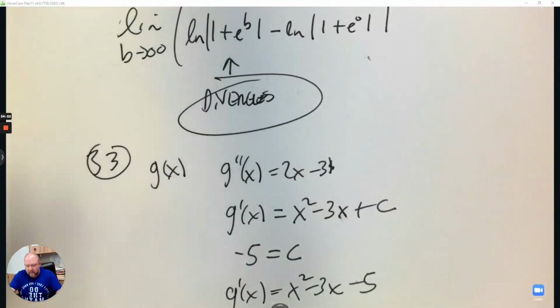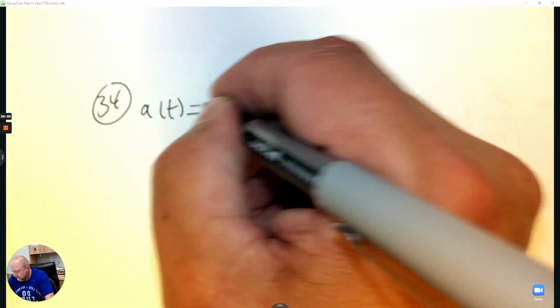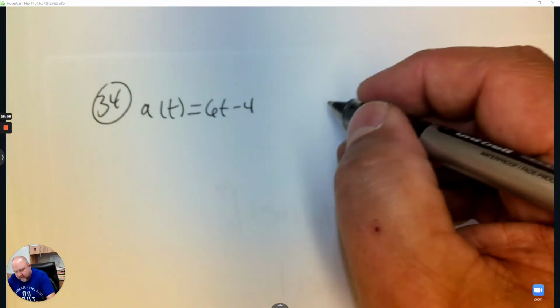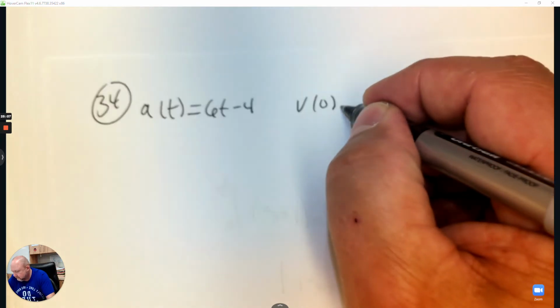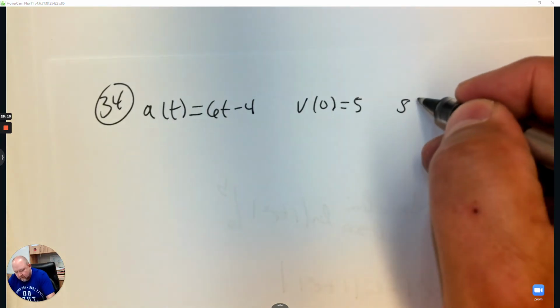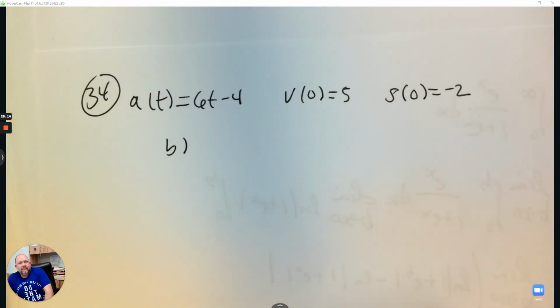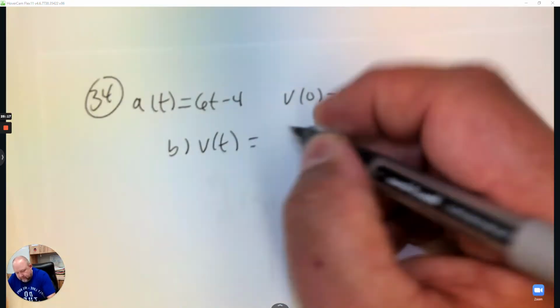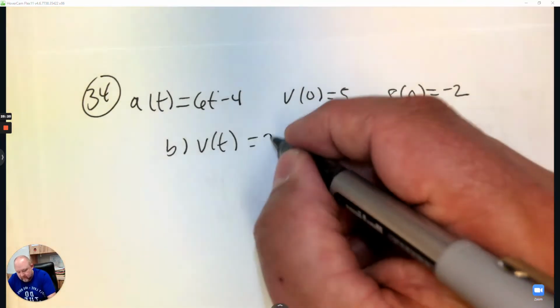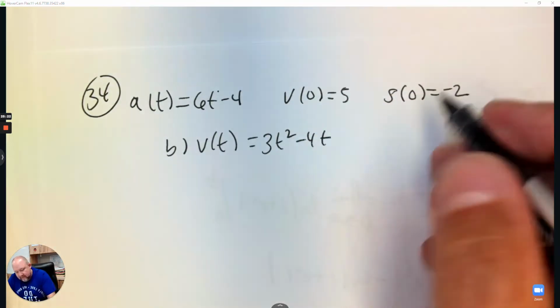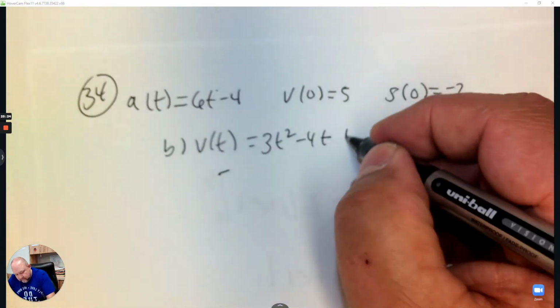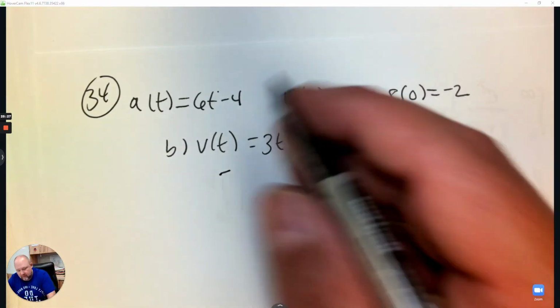All right, 34. In number 34, you're given the acceleration and the initial velocity and the initial position. So, integrate. So that's going to be add an exponent and divide. That's 3t squared minus 4t. Plug in this. So when you plug in 0, the answer is going to be 5.